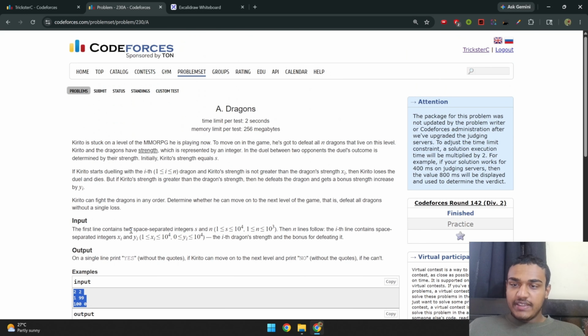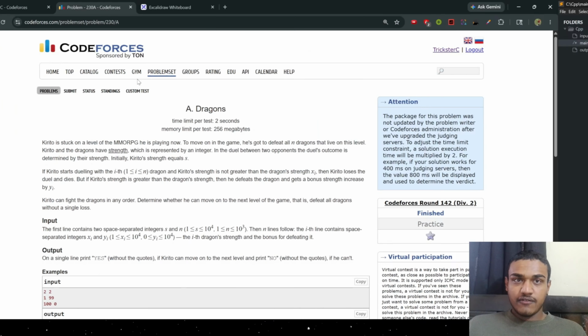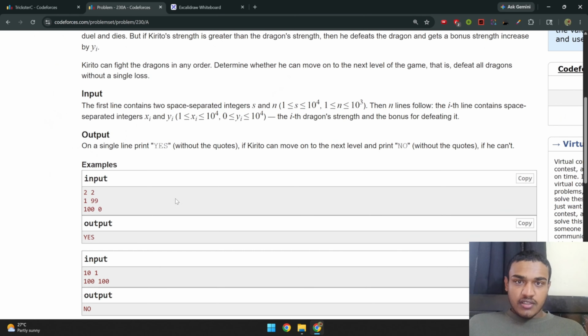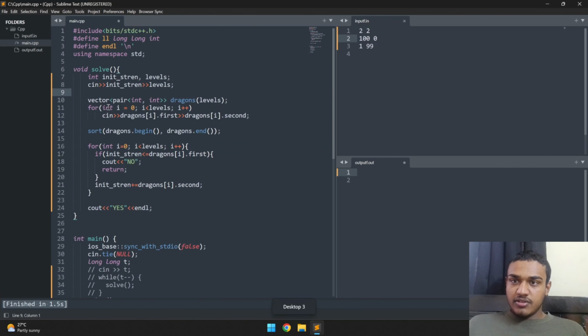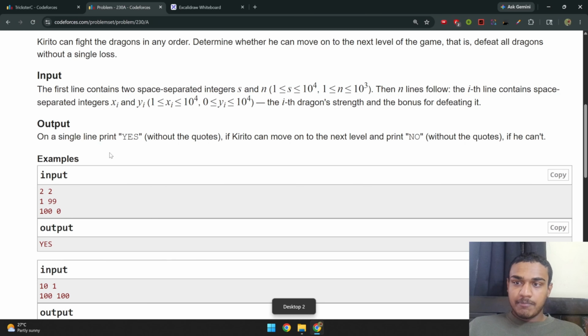So with that, let's jump onto the code and see what the code looks like. I've taken two integers known as initial strength and levels, which make it easier for me to track instead of S and N. So I'll show what that looks like. I've taken the input, and I found out that there's this very convenient data structure called pair that exists within vectors that does exactly what we want. So it takes in the values as a pair.